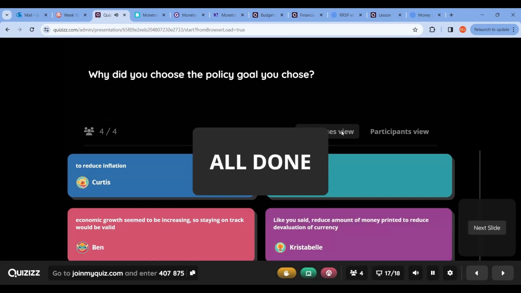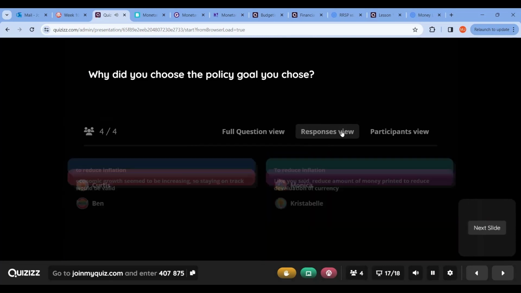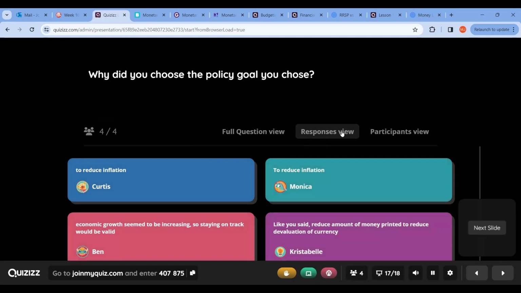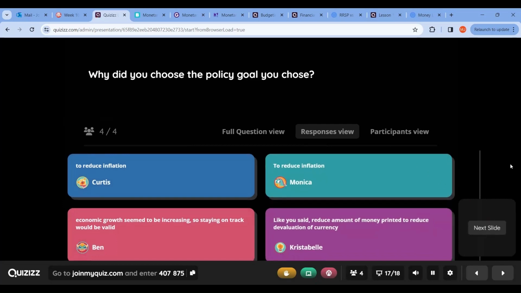So that's fair. Maybe that's a fair assessment, because as we talked about, if we just left it on its own without any intervention, it would balance out automatically long term. It would take time, but it would balance out eventually. And then Christabel, like you said, reduce the amount of money printed to reduce the devaluation of currency. Yes. So higher inflation will devalue the currency.